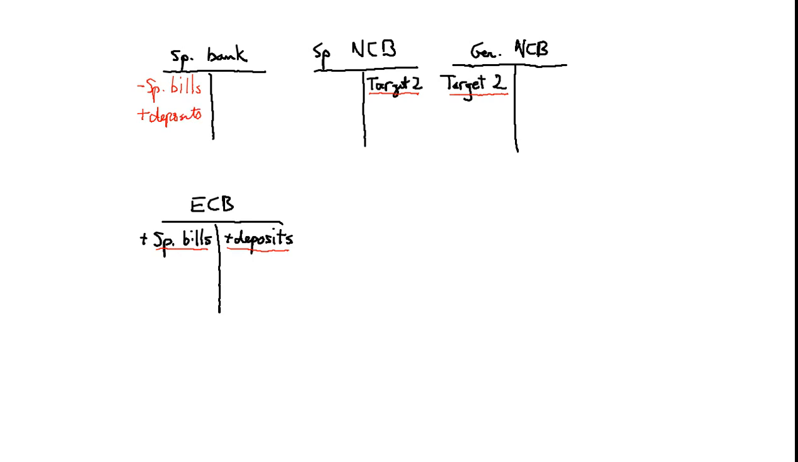But that's not the end of the story, because this Spanish bank has been borrowing from the National Central Bank because deposits have been fleeing from Spain to Germany. That's the whole reason why there are these Target 2 balances. So let's say that this Spanish bank uses these deposits to repay that loan. And so there you go, minus NCB loan, plus deposit here.